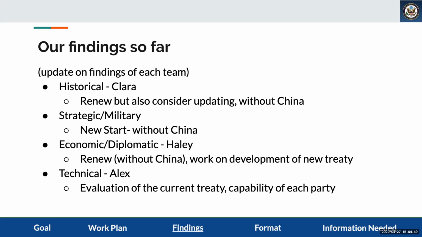Our plan with the information from the historical team is to work that into our background and to really set the stage a bit in our recommendation, and then to tie what they recommend back into our conclusions.